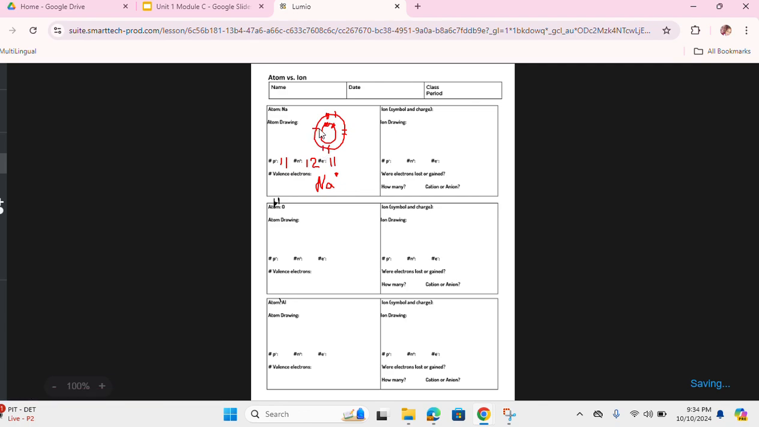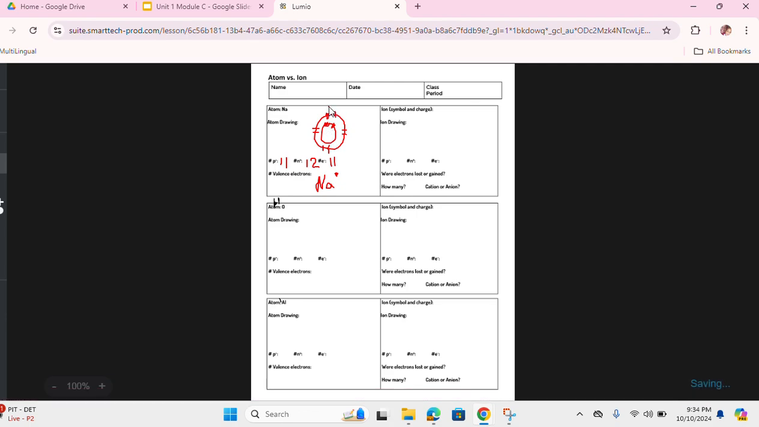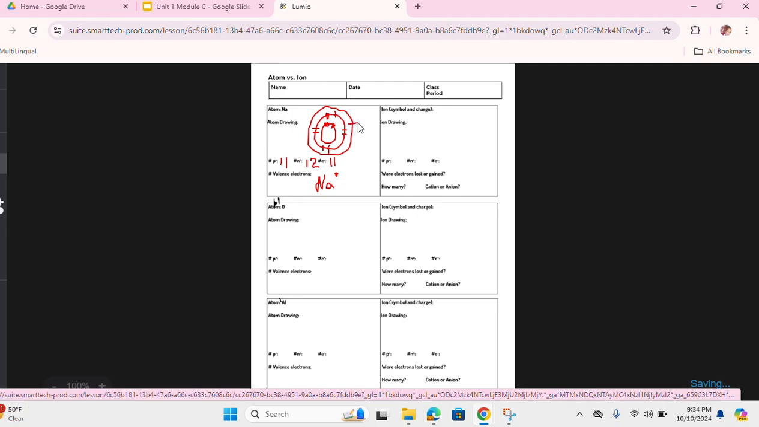So I'm going to draw the 8 electrons onto this circle. So now I have 8 plus that 2, that is equal to 10, which means I need one more energy level. And I'm going to add an electron to this level. So if we count up our electrons now, we can see we have 11 electrons.